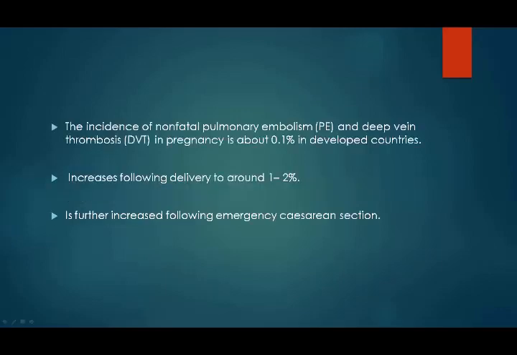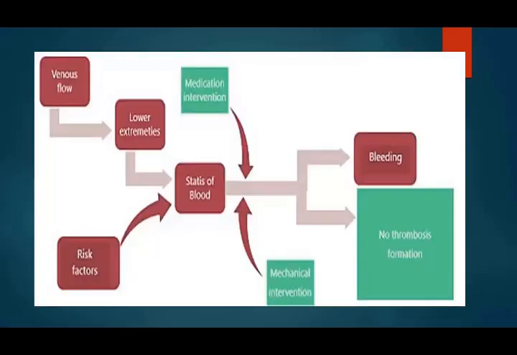The incidence of non-fatal pulmonary embolism and deep vein thrombosis in pregnancy is about 1% in developed countries, and at the time of delivery it rises to about 1 to 2%. It is further increased following emergency cesarean section.